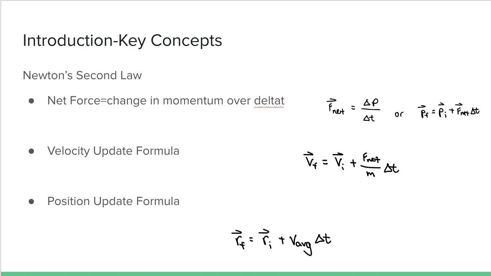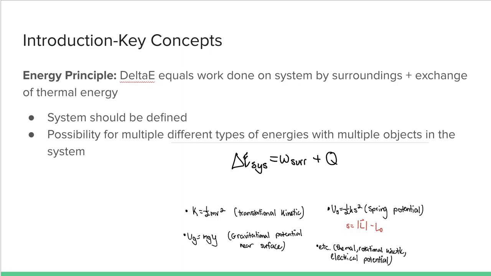This was based on Newton's second law, which states that the net force equals change in momentum over change in time, and which led to the velocity update formula and position update formula. The energy principle states that the total energy of the system equals work done on the system by the surroundings and the exchange of thermal energy.